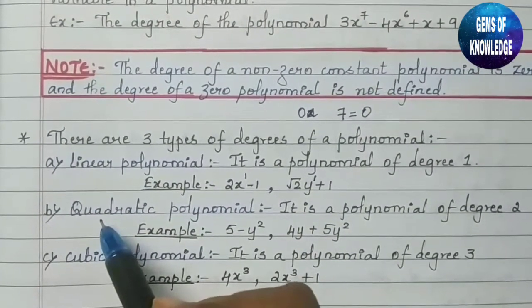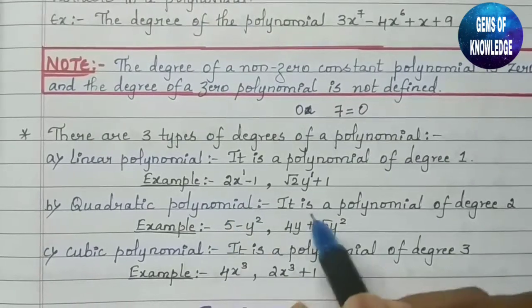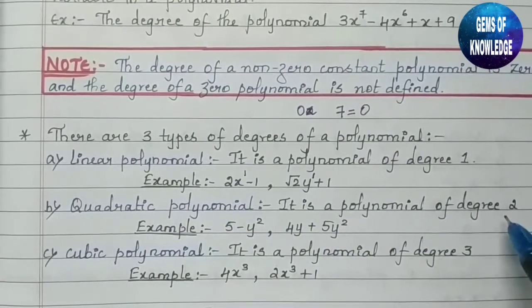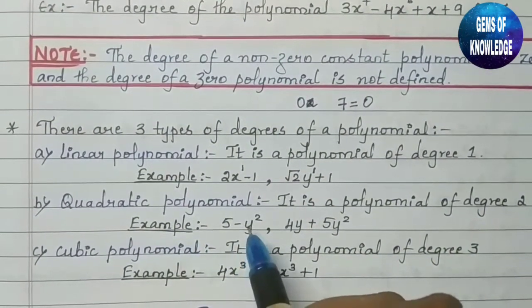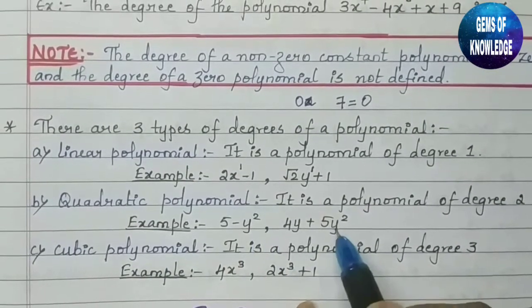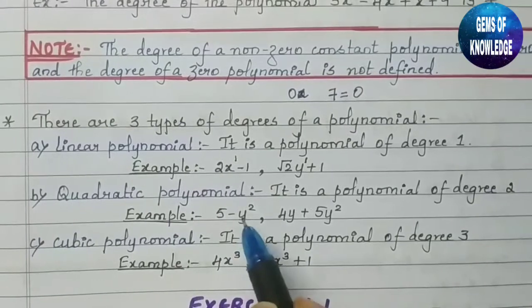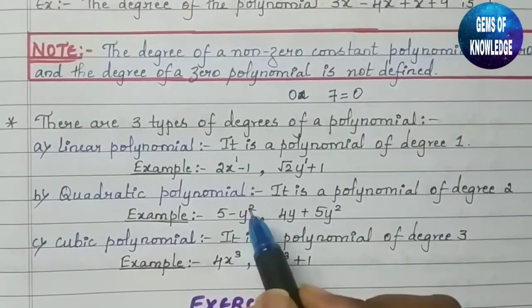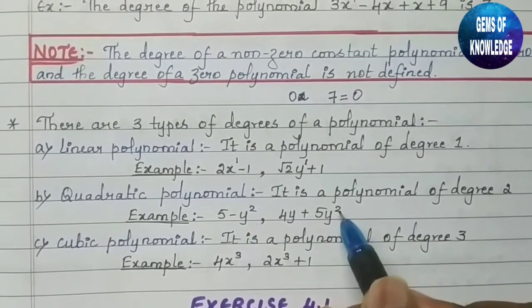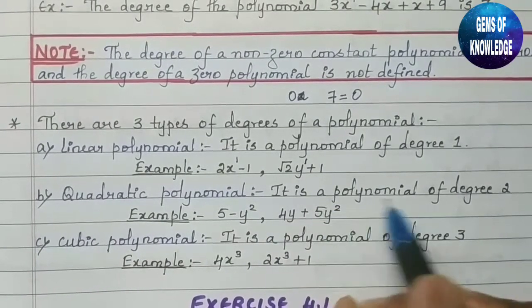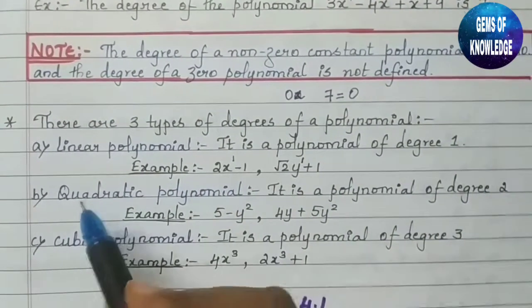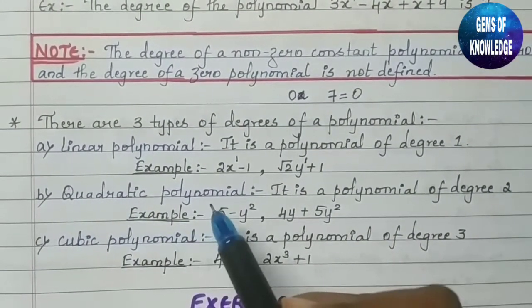Next, you can see a quadratic polynomial is given. It is a polynomial of degree 2. You can see here y has degree 2, and here also it has degree 2. So the polynomial has degree 2, and it is called a quadratic polynomial.